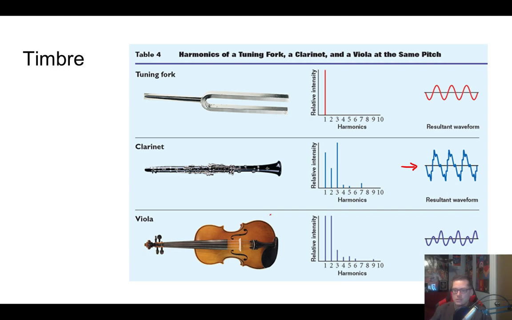And then violas look even more different. The first and second harmonics vibrate at about equal intensities, and then the third through sixth harmonics occur, and then not anything until the ninth. It's kind of interesting. But then the resultant waveform looks something like this. It's a lot smoother than the clarinet, right? But it's still not nearly as consistent as the tuning fork.